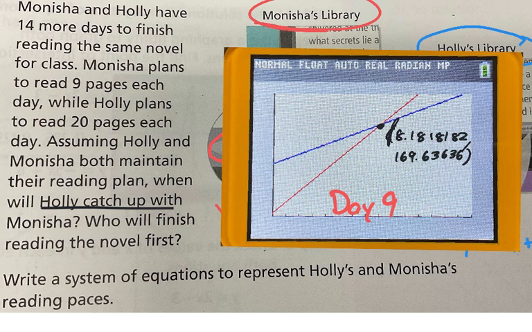Because think about it. If this x value is at 8.18, that means 8 is right here to the left. So what happened on day 8? She's still slightly below. What happened on day 9? She passed her, right? So to catch her, she had to read more than 8 days. Does that make sense to everyone? 8.18 days means she read for 9 days. Okay? And so she caught her and passed her. And so who will finish reading the novel first?